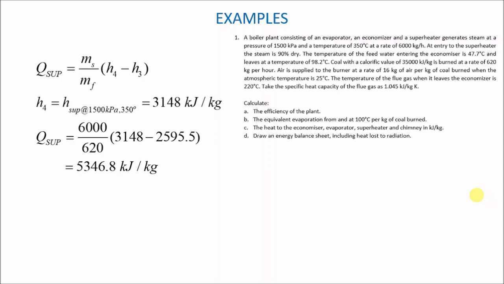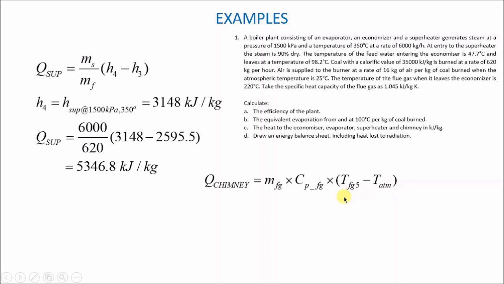So to find the heat that has been absorbed by the chimney, the equation that you're going to use is this one, TFG5 minus T of the atmosphere. That is what we're going to look at here. The heat absorbed by the chimney is equal to the mass of the flue gas multiplied by the specific heat capacity of the flue gas multiplied by the temperature of the flue gas at location 5, at state 5, minus the temperature of the atmosphere, the atmospheric temperature.